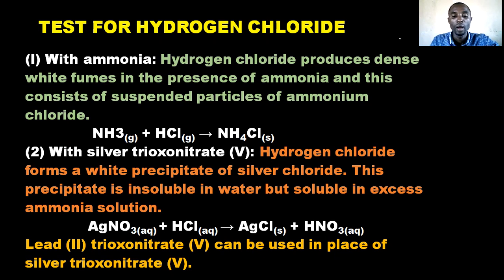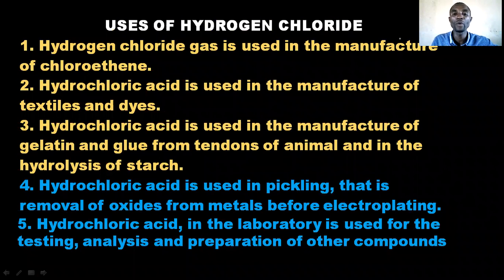However, we need to understand that lead(II) trioxonitrate(V) can be used in place of silver trioxonitrate(V) in this type of test. So this is what we do in the lab when we want to test for hydrogen chloride gas. All right, uses. What can we use it for? Hydrogen chloride gas is used in the manufacture of chloroethene.